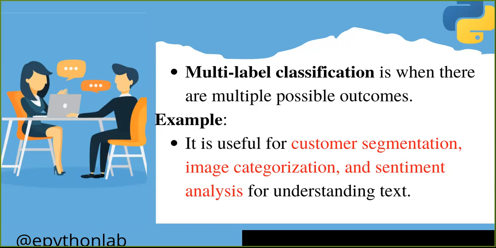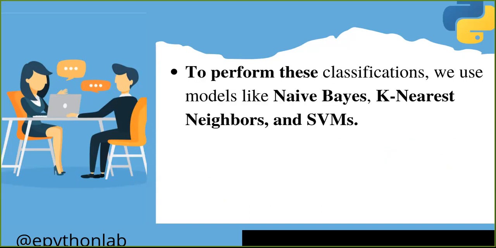For example, tweets. We can analyze the tweets and understand the sentiment of a tweet. So to perform these multi-level classifications, we use models like naive Bayes, k-nearest neighbors, and support vector machines.